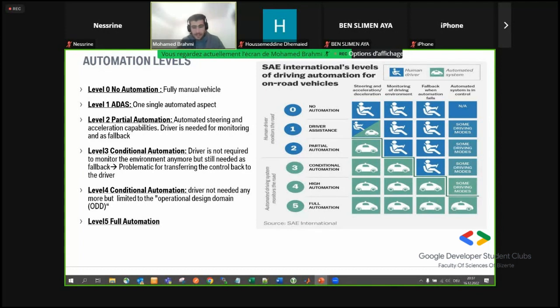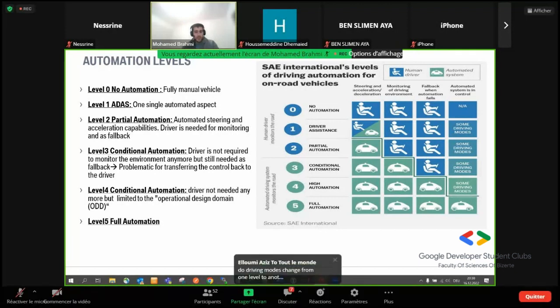So they said, okay, when the system detects that there is a problem or the driver has to take over the control, the driver still has 10 seconds to be able to understand the situation and take over the control. What does this mean for the system? That the system during these 10 seconds has to be able to continue driving, or driving in a safe way.